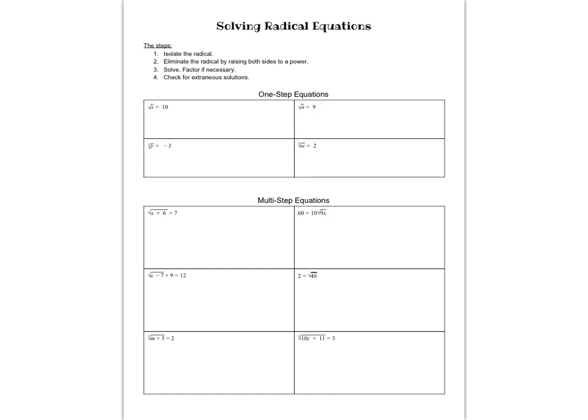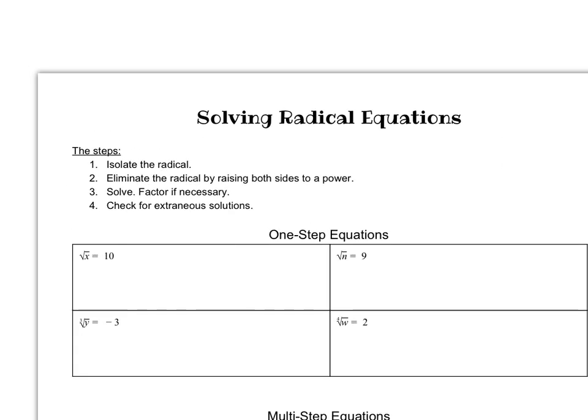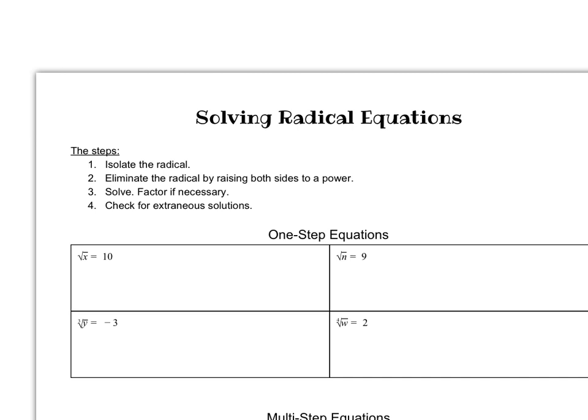So today we're solving radical equations, and we're going to use these 4 steps to solve each one. First, we'll isolate the radical. That means we're going to get the part of the equation underneath this symbol, the radical symbol, on its own. Then we're going to eliminate the radical by raising both sides to a power. Then we'll solve and check our work.